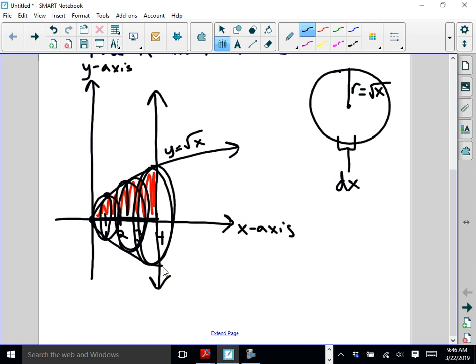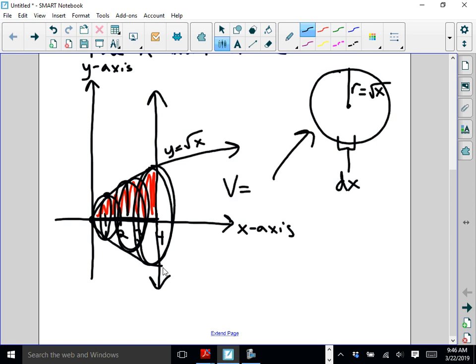Now, what I'm going to do is add up the volumes of all those little disks. I'm going to sum them starting at 0 and finishing at 4, right? The volume of all those little disks added together needs to equal the volume of the whole thing, which is what I'm trying to solve. So my question is, what is the volume of this disk?